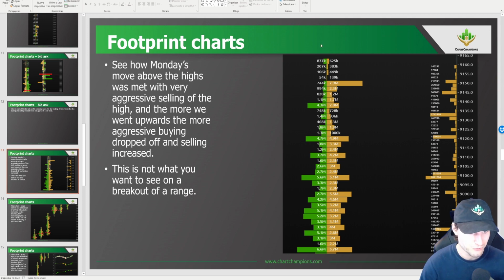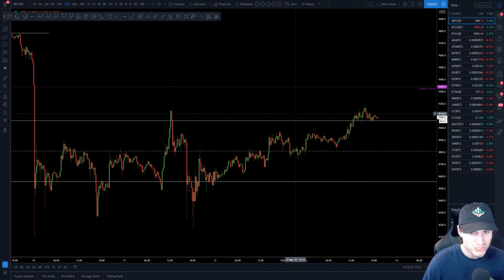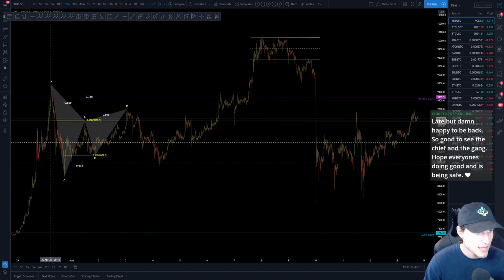And this is the zoomed in view of that high upper wick. So at Monday's high, price went above the high and was met with very aggressive selling. The more we went upwards, the more the aggressive buying dropped and the selling increased. So what are we looking at here? I'm not saying don't look at candlesticks, because obviously we're looking at that at the same time. We still need to do our technical analysis. We need to know what we're running into here. As you all know, this was the channel high, the same channel that we had been trading off of a few weeks back. So we were aware this was a resistance region.